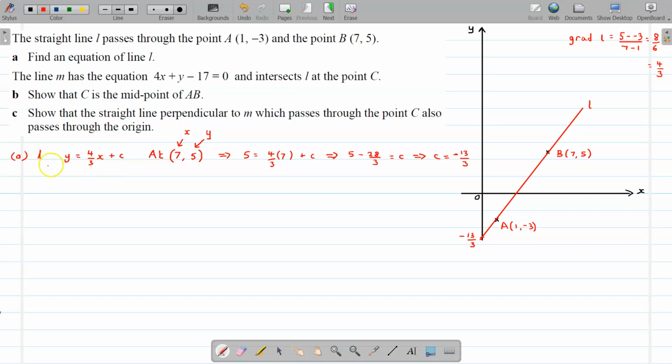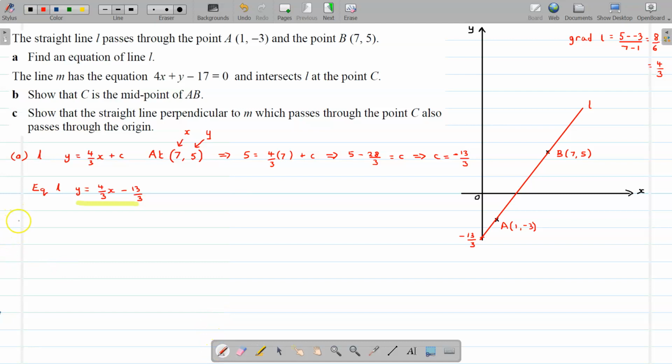So the equation for L is y equals 4/3 x minus 13/3, because that's what the question wanted us to find. Okay, so that's question A completed.